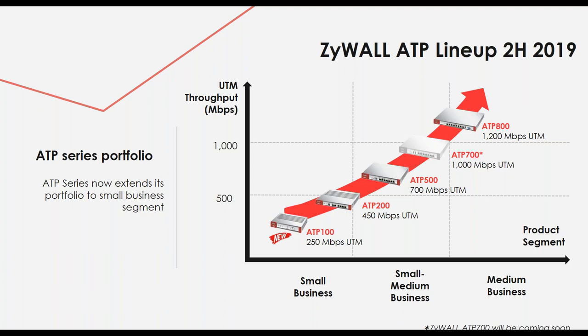Obviously there's a new device on there that's due out next year as well, called the ATP 700. And you can see, roughly speaking, on this graph where it all fits in. This is actually quite a useful graph to have to hand. So the slides will be available after the webinar, and obviously there's a recording as well. But if you ever need to calibrate what model you should discuss with a customer, this might actually be quite a useful slide to have to hand.